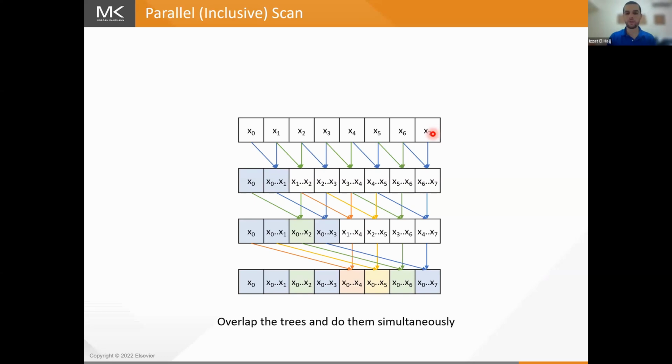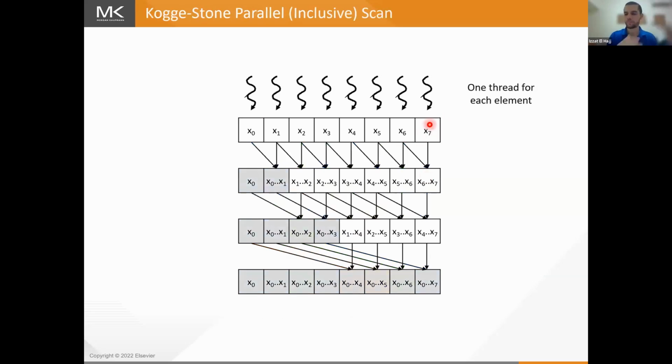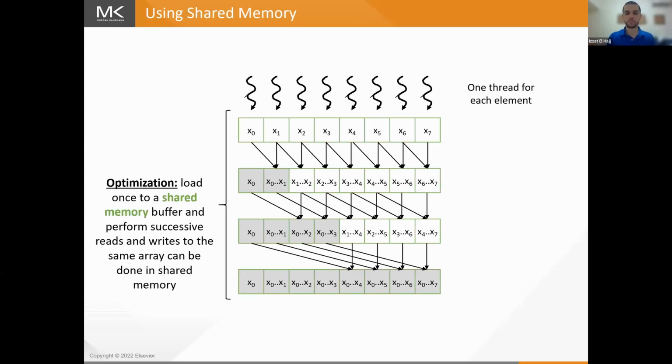To parallelize this, we assigned a thread to every position in our array, and that thread was responsible for adding to its element the element that is a stride before it on each iteration. What we did is we put this array in shared memory. These are successive snapshots of the same array, and we put that in shared memory so that when we load and store to it on successive iterations, we don't have to go to global memory.